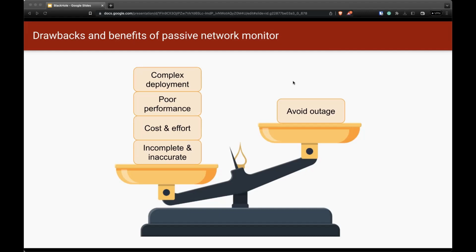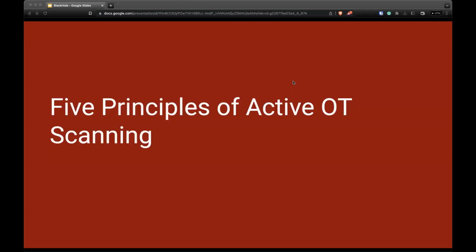And what do you get for all that money? Well, you can't inventory all the devices because you can't see the ones that are not communicating. The details that you gather are minimal, and fingerprinting is often wrong because you're limited to what you see on the wire. So let's dig into the reasons why active OT scanning has failed in the past. These reasons are also the basis of the 5 principles of active OT scanning.